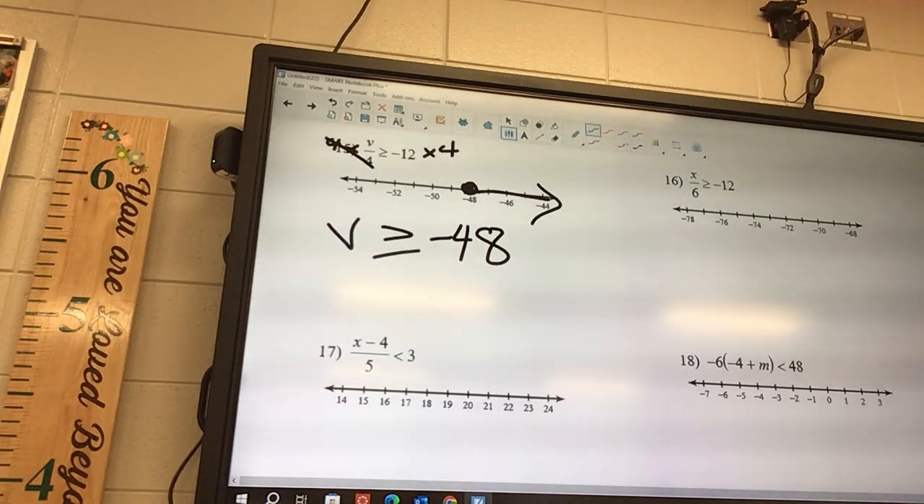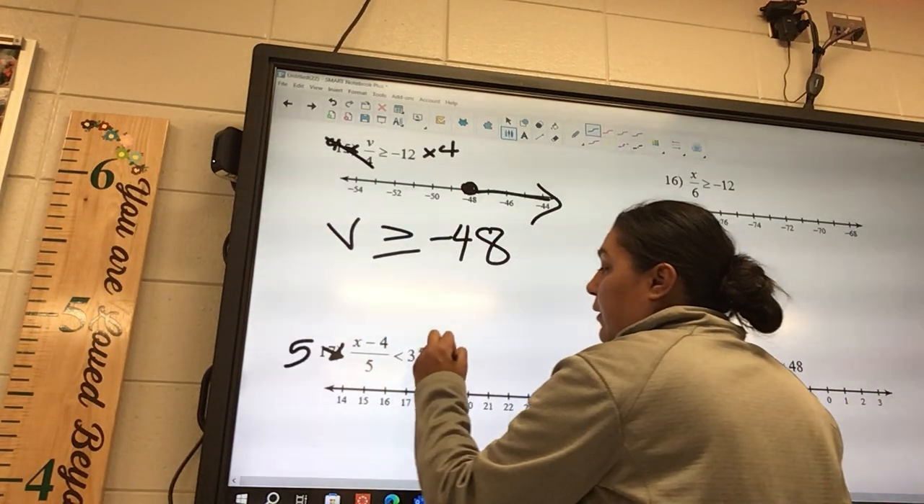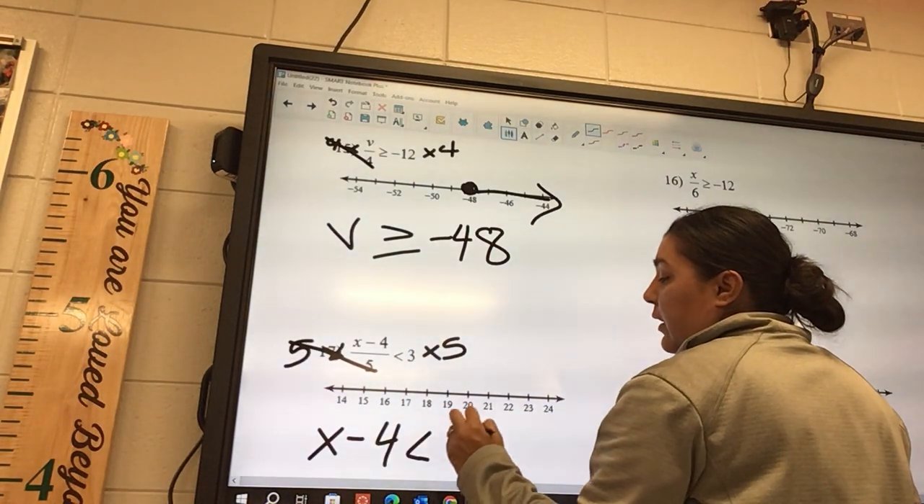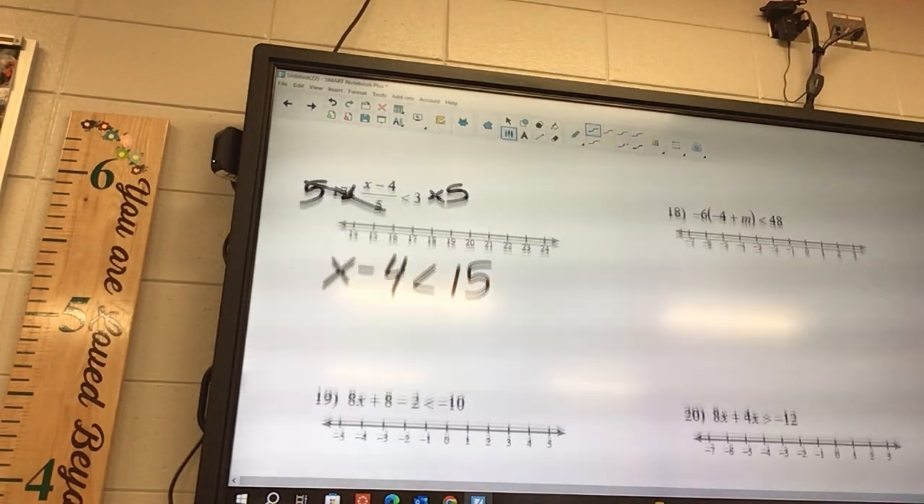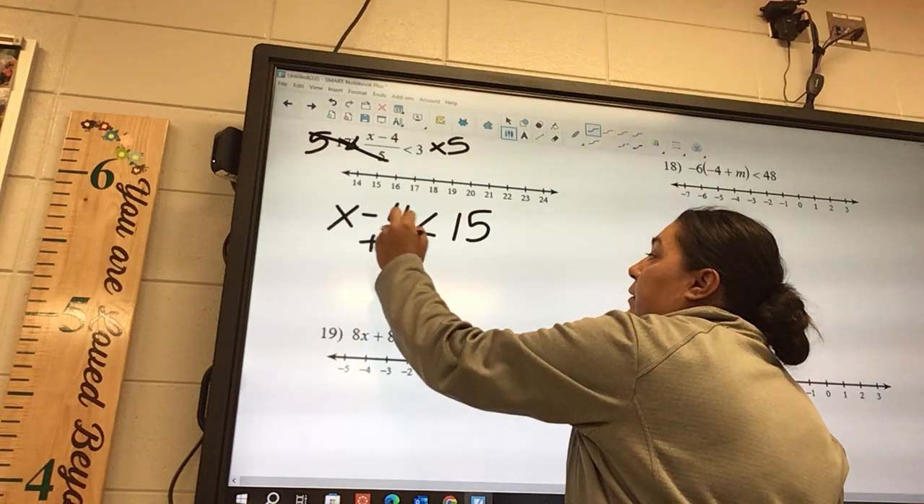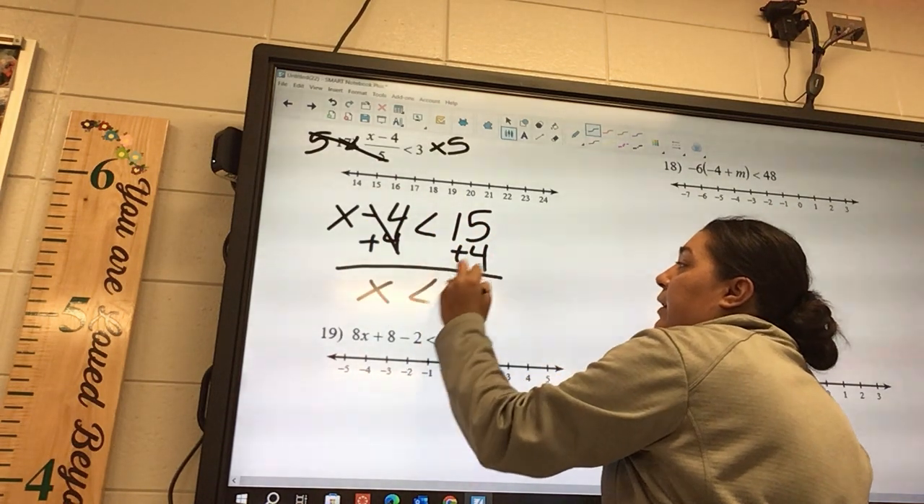Okay, 17, what is our first step? Times 5, good. So I'm gonna get x minus 4, and that's gonna give me a 15. Then what needs done? Add 4 to both sides. So I'm gonna get 19.